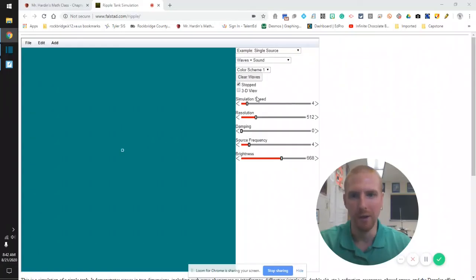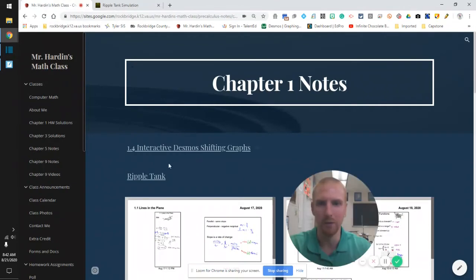Before we do 82, I thought I'd share this ripple tank with you. It's really good for all sorts of wave applications like sonic booms and the double slit experiment. We'll mess around with some of this stuff when we get through trig. I added it to the website. If you look at the chapter 1 notes and want to play around with this, it's down there.